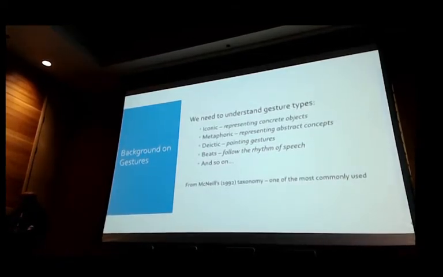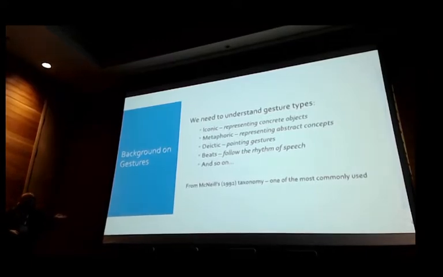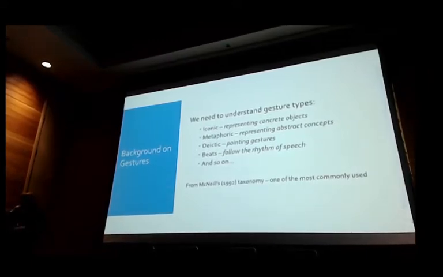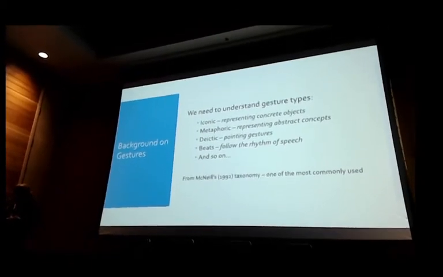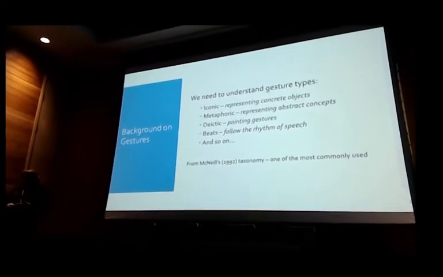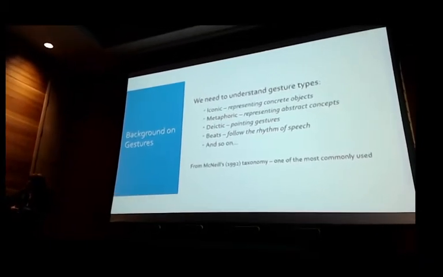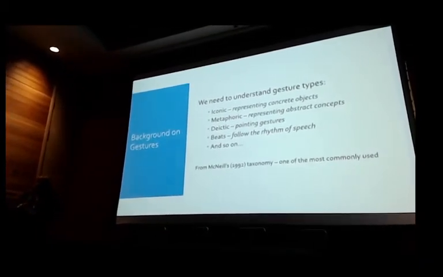So, of course, that means we need to understand what kinds of gestures there are. For this, we cite David McNeill's gesture taxonomy as it's the one most commonly used in literature. They include iconic gestures, which are representational in nature and used to invoke images, and metaphoric gestures, which are like iconic gestures because they are representational, but they tend to represent abstract ideas. Then we have deictic gestures, which are essentially pointing gestures, and, like the previous presenter mentioned, there are beats, which are gestures that tend to naturally follow the flow of speech.